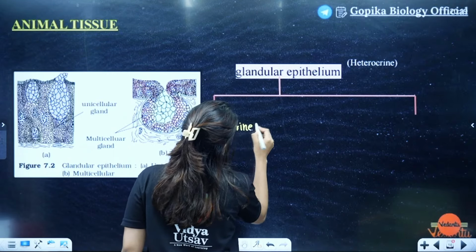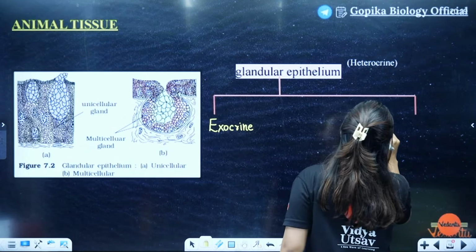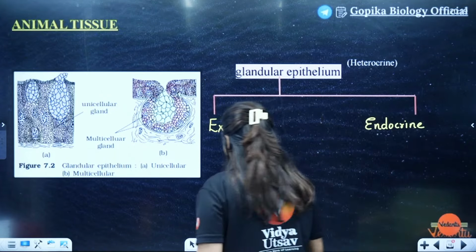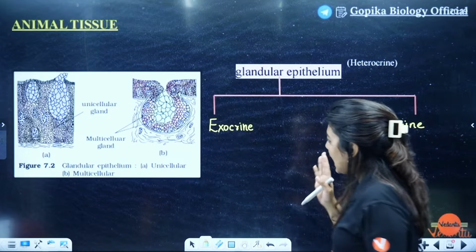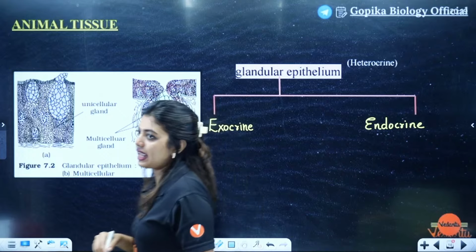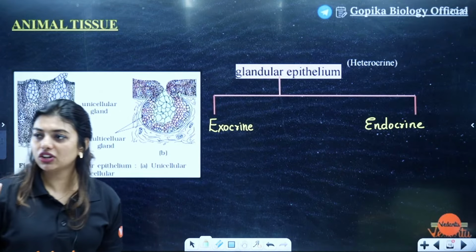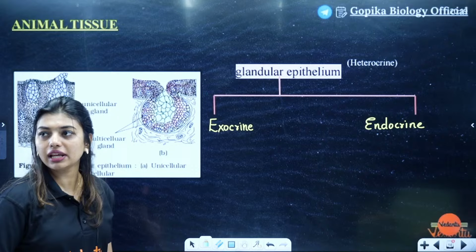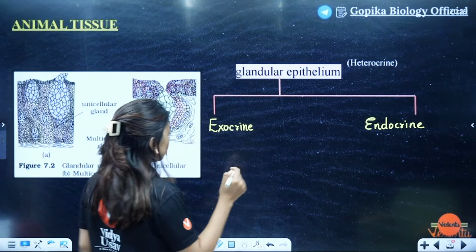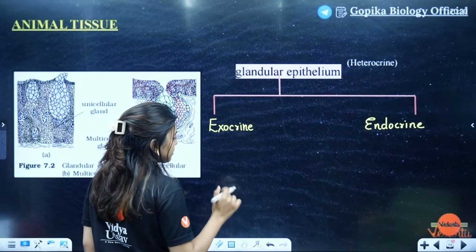Okay, exocrine and endocrine. In between there is heterocrine also; we will come to that. Now, students, exocrine means what? We cannot take any of these people's names, all are very difficult. So look here, exocrine means very simple, students.